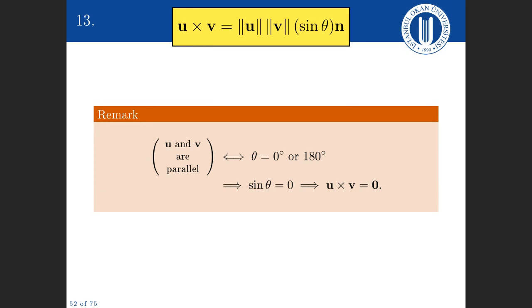Look at the formula at the top. U and V are parallel if and only if they're pointing in the same direction or they're pointing in the opposite direction. So either the angle between them is 0 degrees or the angle between them is 180 degrees. But sine of 0 is 0 and sine of 180 degrees is also 0. If we have sine equal to 0 in the formula, then of course we have U cross V equal to 0.